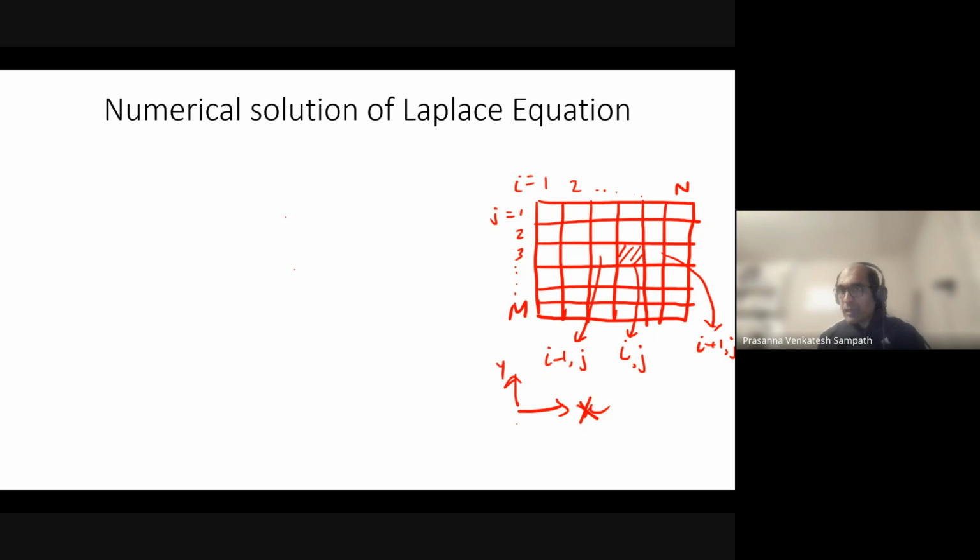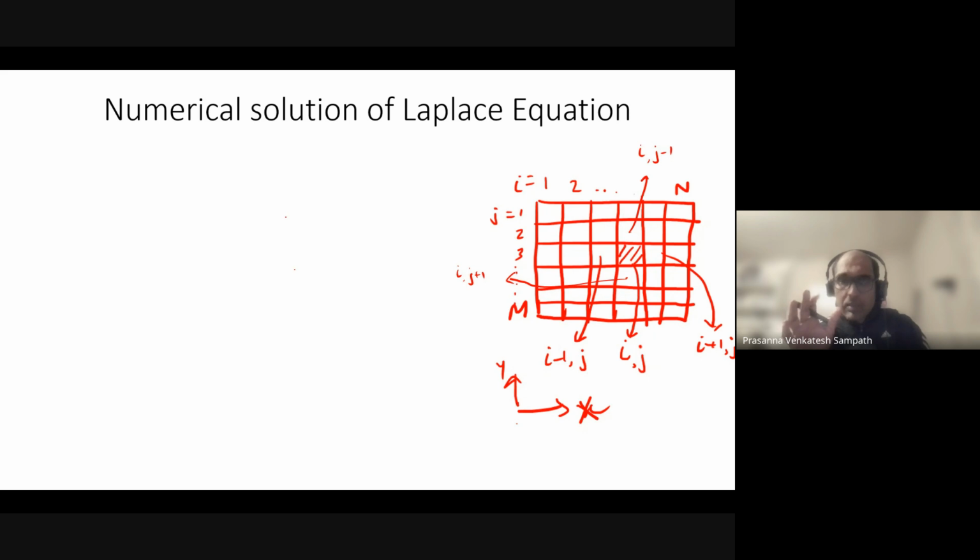Similarly, if I look at the box above it, it will be i comma j minus 1, and the box below will be called i comma j plus 1, right? So this box will be called i comma j minus 1, and this box will be called i comma j plus 1. I hope everybody is following along. If there are any doubts, please stop me right now with the nomenclature that we are using.